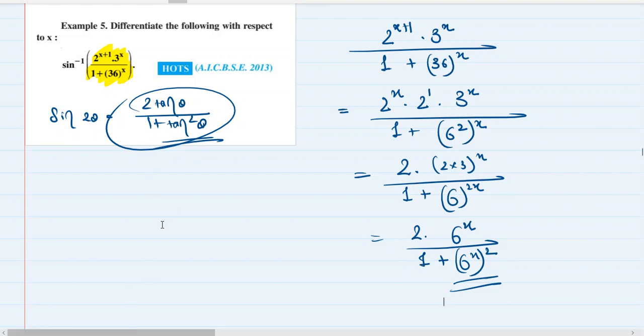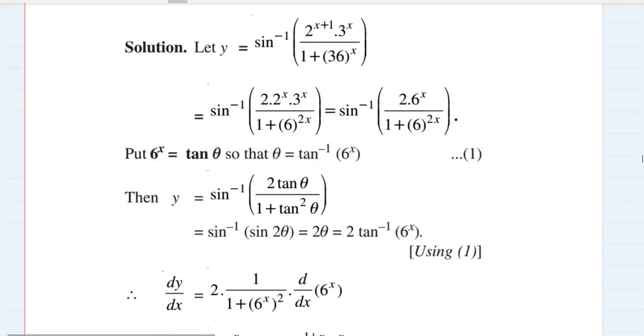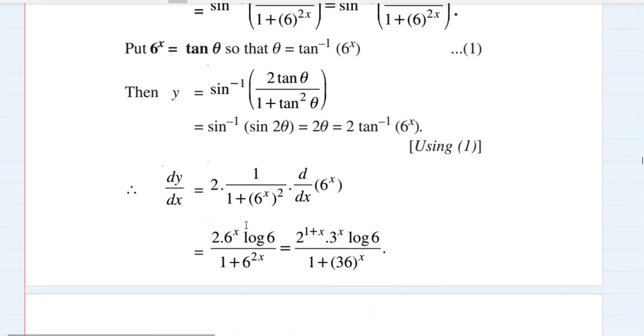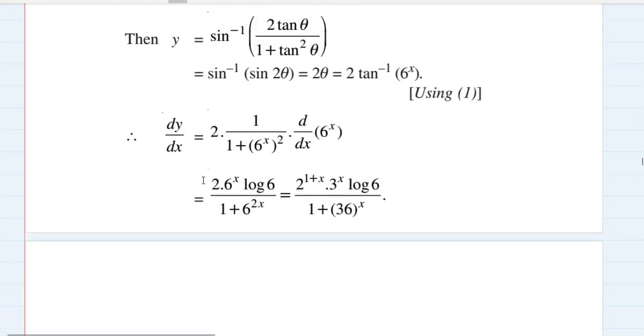Okay, done. So let's check the answer. What is the final value of differentiation? See, they have solved it the same way, same substitution, same format. Now you should be able to identify that. So the final answer is either this or this, whichever suits you.